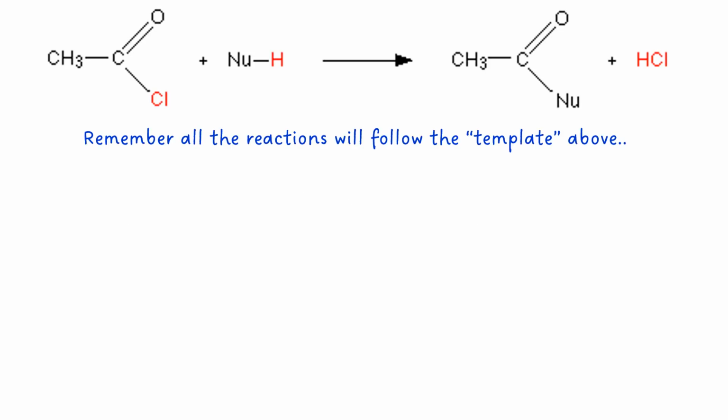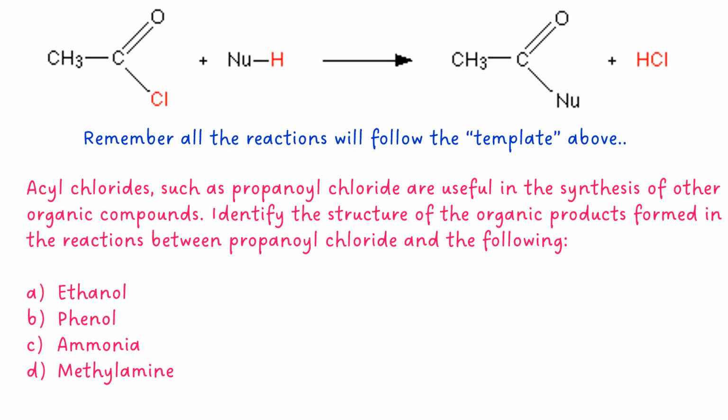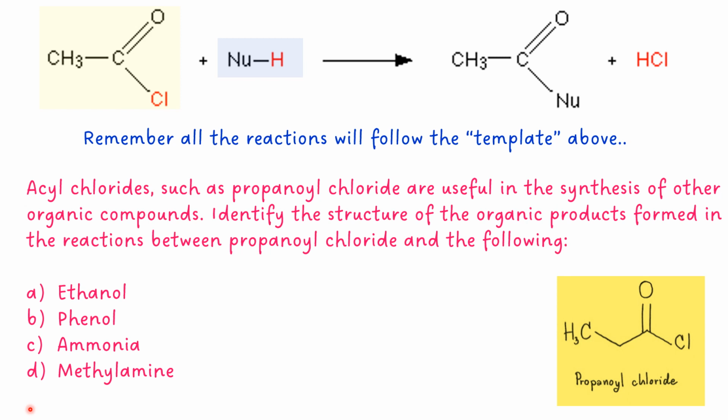So let's try an example. If we put our template to use up at the top, this is the question we're going to try. So I'm going to do some color coding here. The propanoyl chloride that they mention here, I'm just going to pop it over on the side in yellow. And the incoming nucleophile is going to be in blue. So let's start with ethanol.